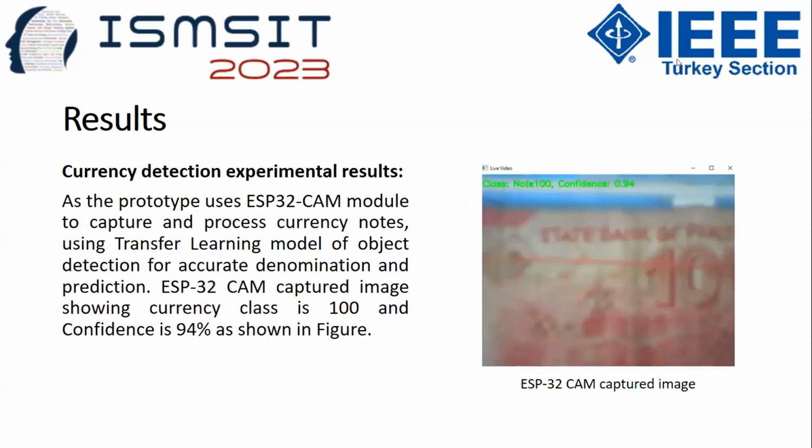Now, the currency detection experimental results. The prototype uses the ESP32 CAM module to capture and process currency notes using a transfer learning model of object detection for accurate denomination prediction. ESP32 CAM captures an image showing the currency class is 100 and the confidence is 94%. This is the 100 rupees note of Pakistan, and it shows the confidence 0.94 that it is a 100 rupees note. And this is the F1 score also.